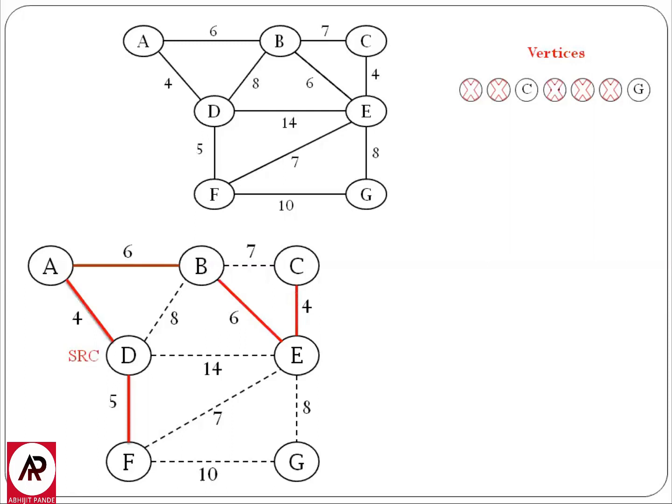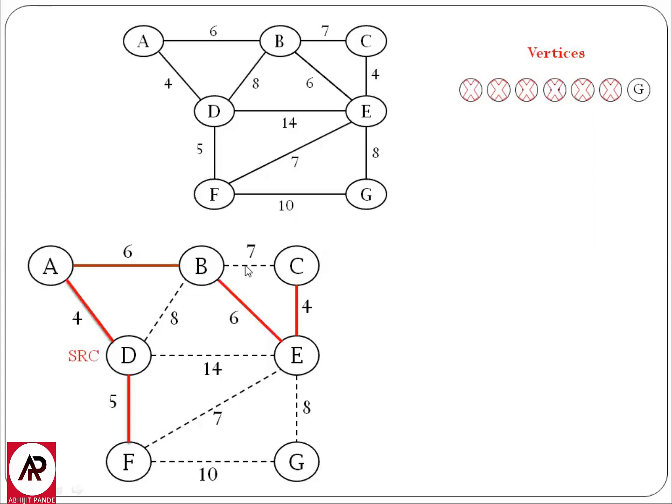As soon as I added this edge into the minimum spanning tree, the vertex C is considered, and vertex C is added into my minimum spanning tree. So I am going to remove it from the set of vertices. Now the next step is to identify the edge having the minimum cost.